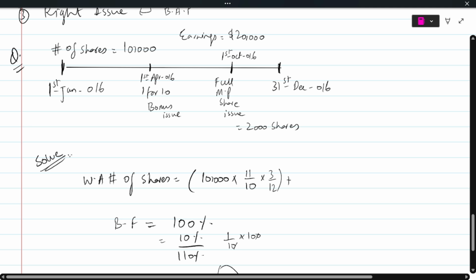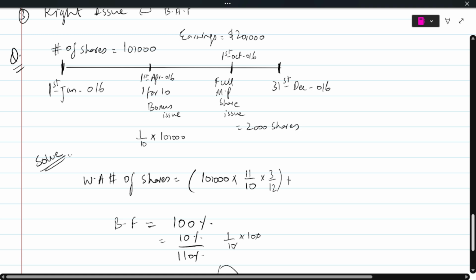How many new shares are issued now? Obviously it's 1 for 10, right? So that means 1 over 10 into 10,000, because I need the new number of shares, correct? You did a bonus issue, so you have a new number of shares. So I need that number of shares that are issued.